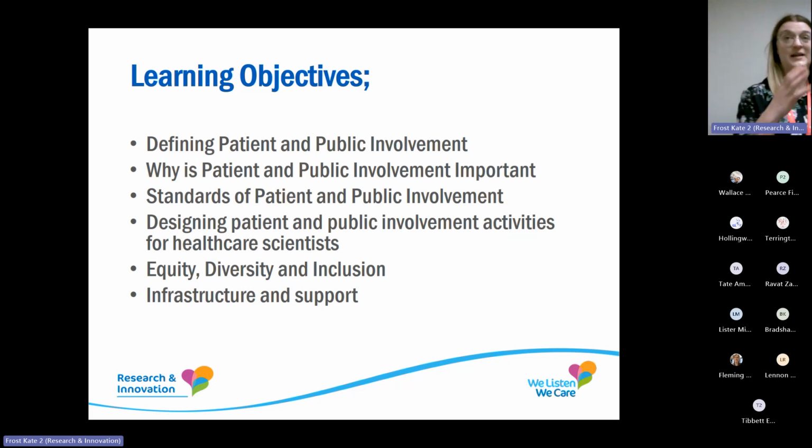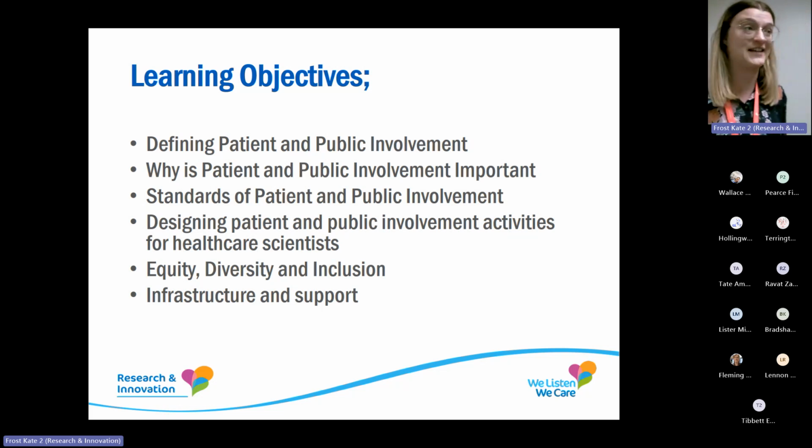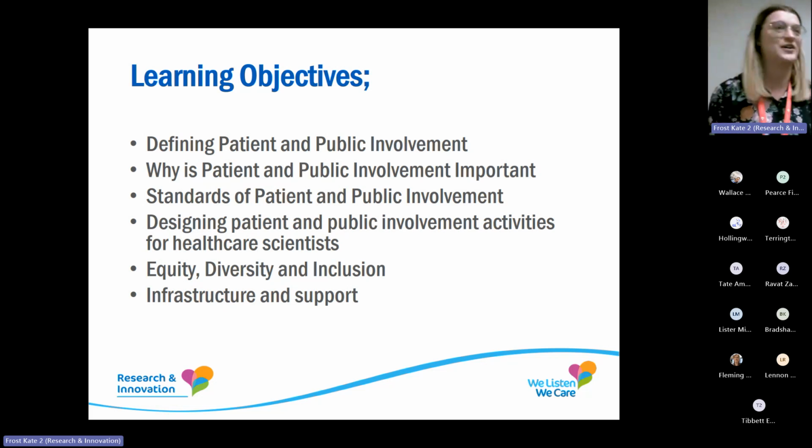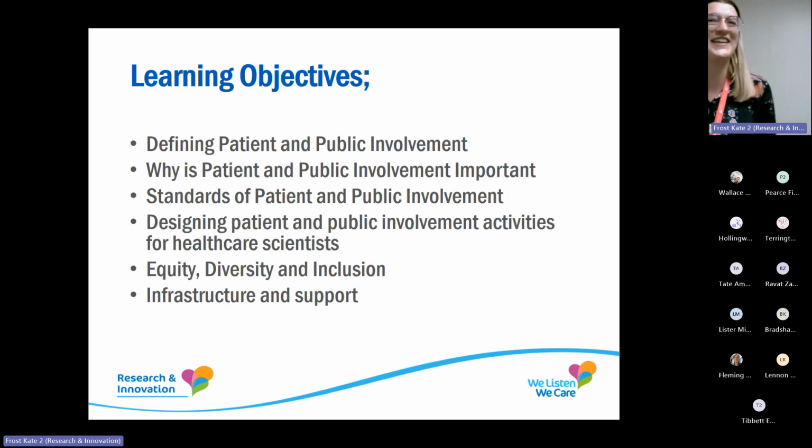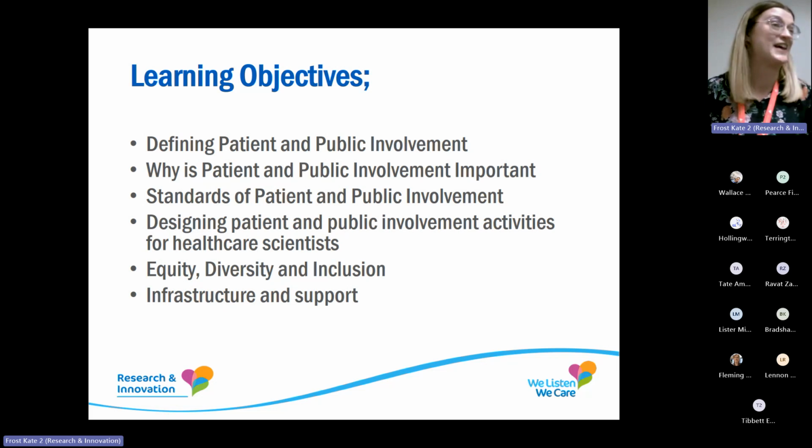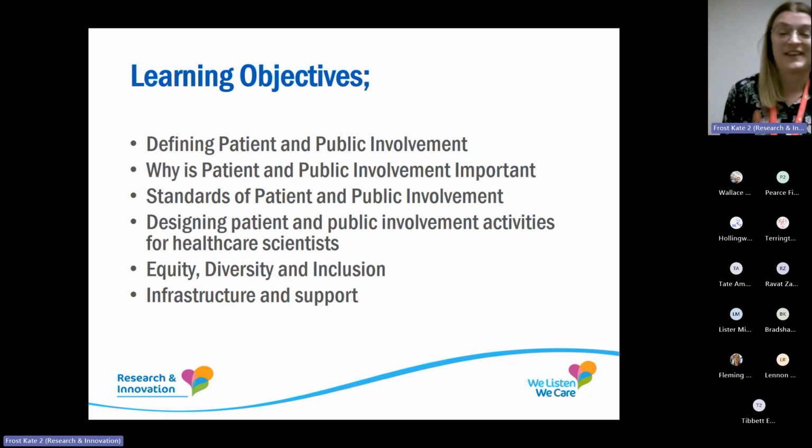And importantly, of increasing importance, is looking at equity, diversity and inclusion when we think about involvement. I'll leave that one there because I'll go into it when we get to it. But essentially, it should be at the top because that is what all our involvement should be based around.